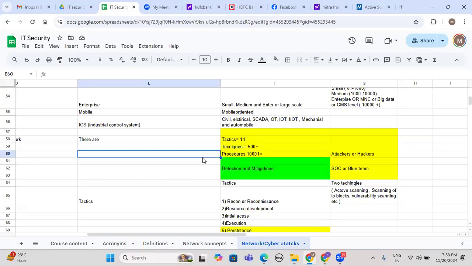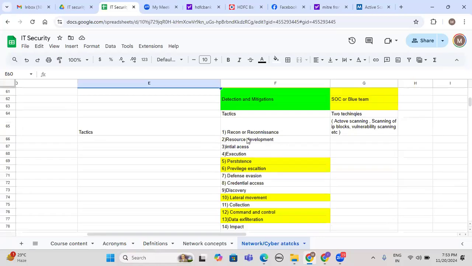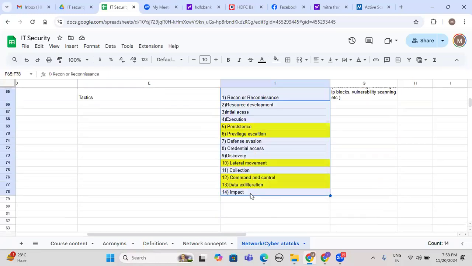Now the question here is not only about these things, but also how you are utilizing the Mitre attack framework in your organization. How are you implementing it? Whatever we just discussed is the theoretical part. Now they will expect something practical: how are you utilizing the Mitre attack framework practically in your organization?